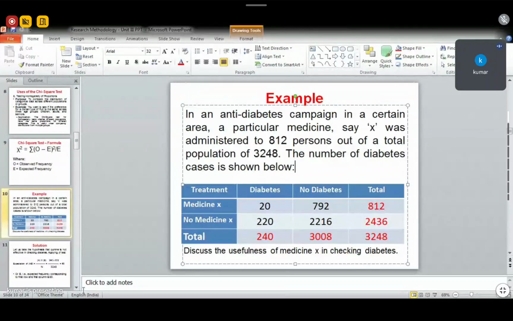Discuss the usefulness of medicine X in checking diabetes. Do you understand the problem now? In the textbook it says checking malaria. That is a printing mistake, ma'am. You just make a correction there, because the problem started with diabetes. When you administer medicine for diabetes, it could not check malaria. So that is a printing mistake. You change it to diabetes.